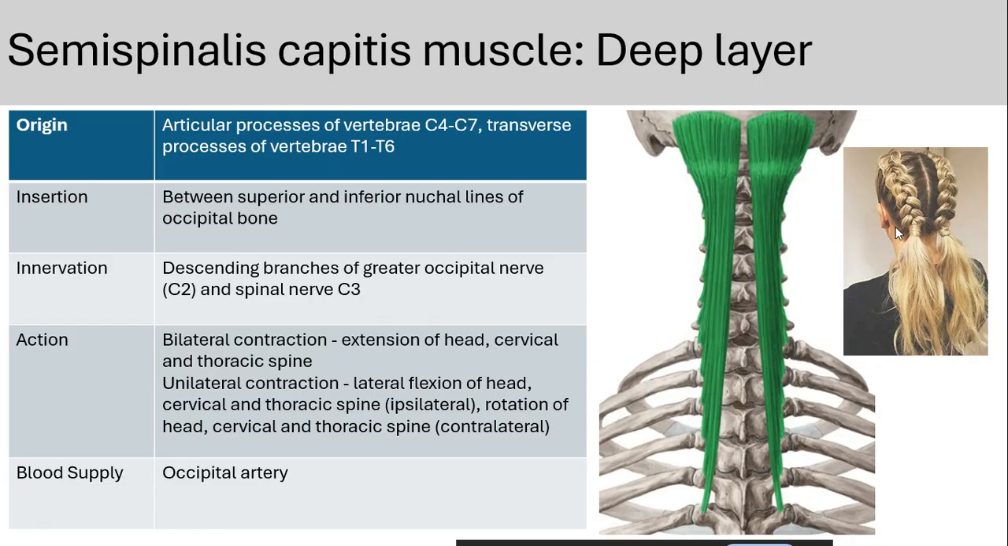Innervation: descending branches of the greater occipital nerve C2 and spinal nerve C3. Action: bilateral contraction, extension of the head, cervical and thoracic spine. Unilateral contraction, lateral flexion of the head, cervical and thoracic spine. Ipsilateral rotation of the head, cervical and thoracic spine. Contralateral, right? So it has multiple actions. The blood supply is the occipital artery, where it originates from.